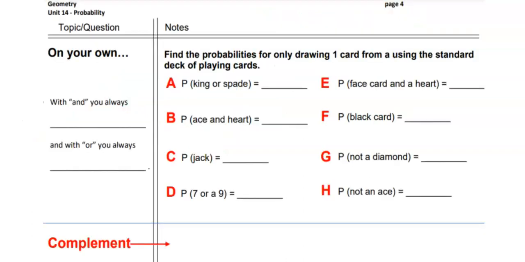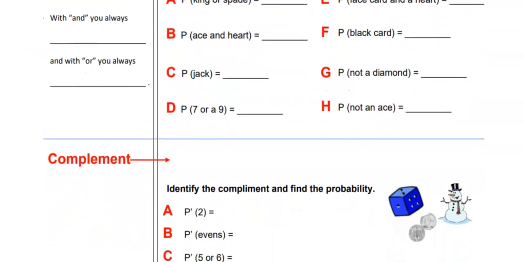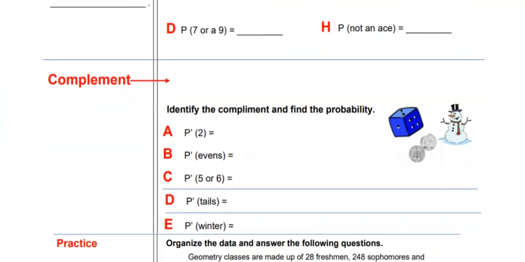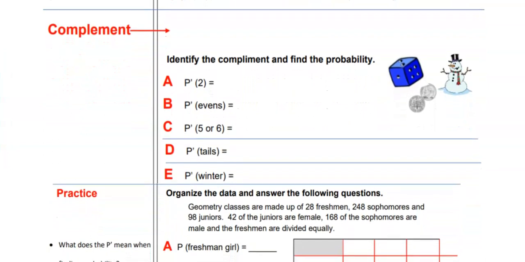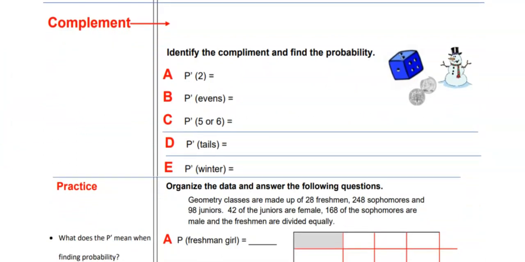We flip the page here to page 4. This one says on your own, so if you would like to try this one on your own, go for it. If not, you can probably get enough practice on your worksheet. So we're going to move on to complements here. This is kind of the meat of the lesson here.